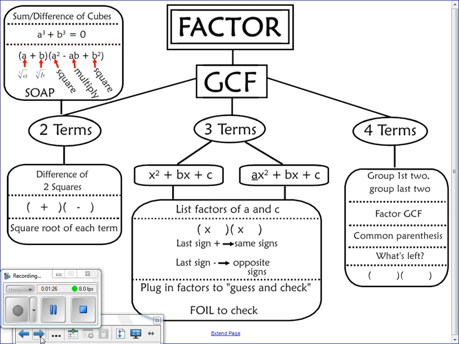All right, so again, on your factor flowcharts, we've done this one, we've done this one. Today, we're going to focus on here. Here's all your steps: factor GCF, common parentheses, what's left, and it goes into that form. We will also talk about this crazy one up here today, too. Okay?